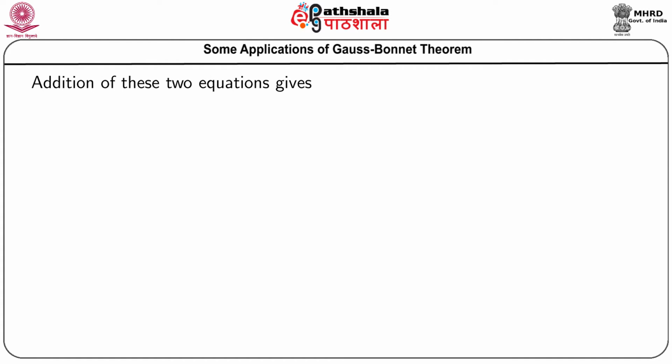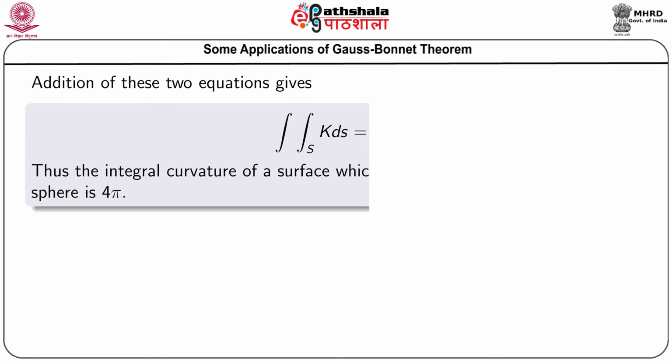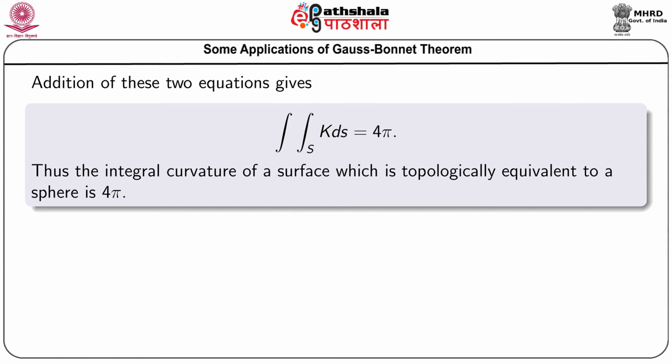adding these two equations, we have the integration over S of k dA equals 4 pi. So, adding these two results, we are getting this expression. Thus, the integral curvature of a surface which is topologically equivalent to a sphere is 4 pi. So, this is the value of the integral curvature of a surface which is topologically equivalent to a sphere.